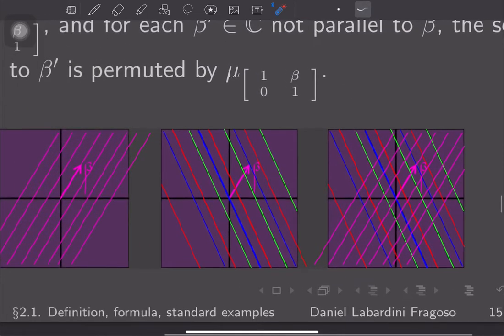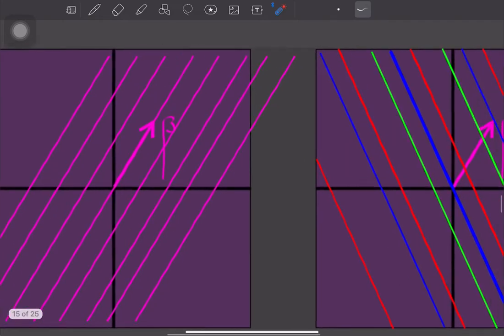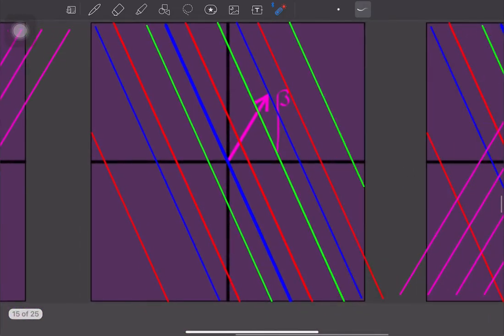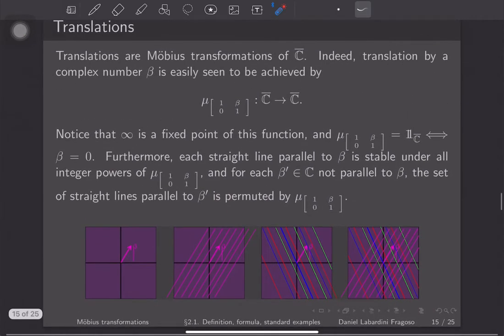I mean, every point which is not infinity belongs to exactly one member of the family. So what I would say is that these two families foliate C bar minus the fixed point. Okay?